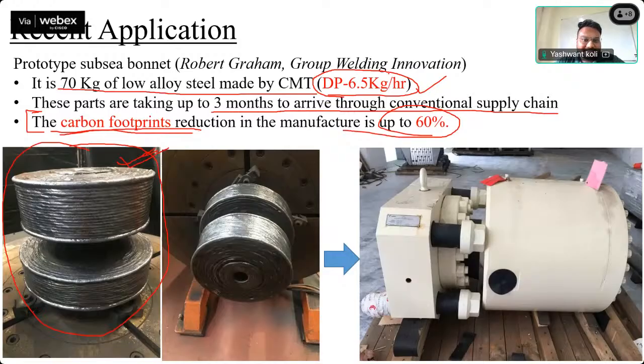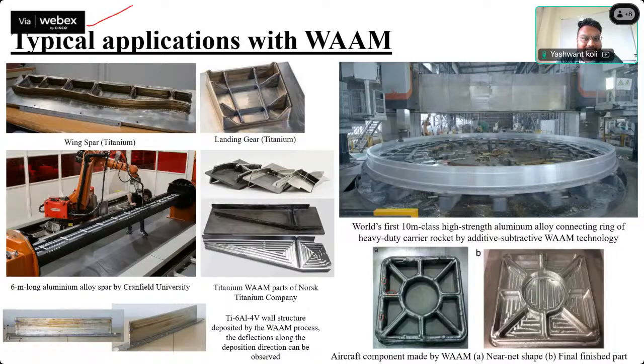So this is a very good initiative for reducing carbon footprint compared to conventional processes. We can adopt wire arc additive manufacturing through CMT so that we can reduce these carbon footprints. This is the major problem in today's scenario. So these are the typical applications with WAM.